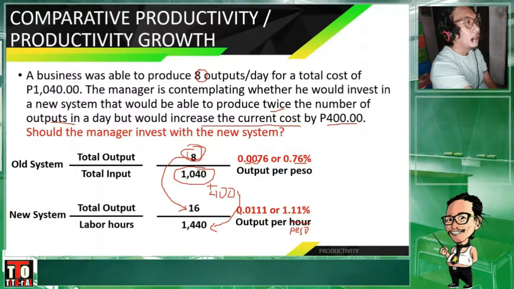Back to the lesson. Their output per peso is 0.0111, or in percentage, that would be 1.11%. So, nag-increase. Naging more productive over a new system. Okay? Now, mag-i-invest ba ako dun sa new system? Tignan muna natin yung difference. Ang sabi, sa new system, 1.11 yung sa new system, ang old system is 0.76. Di ba?